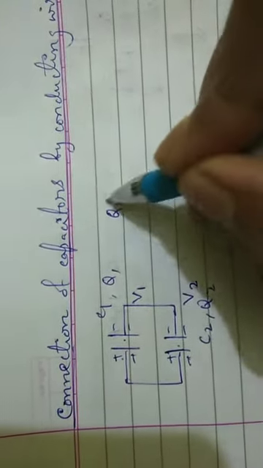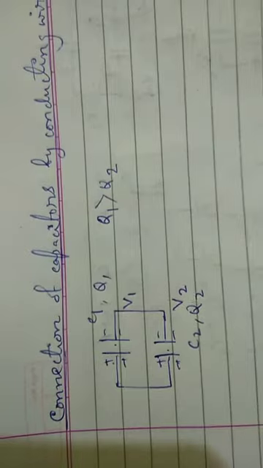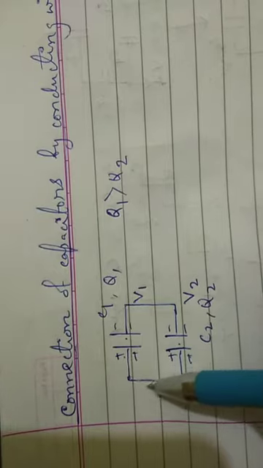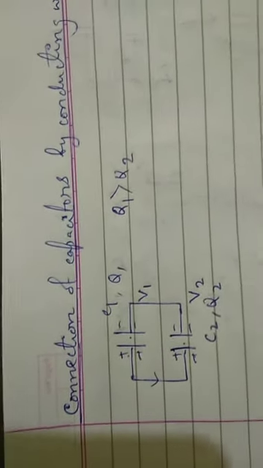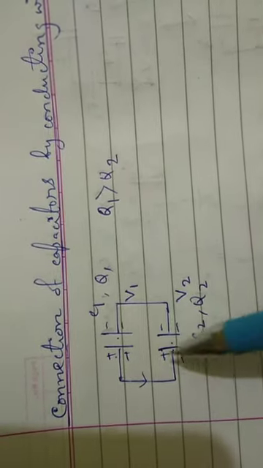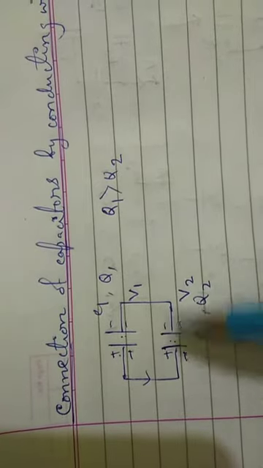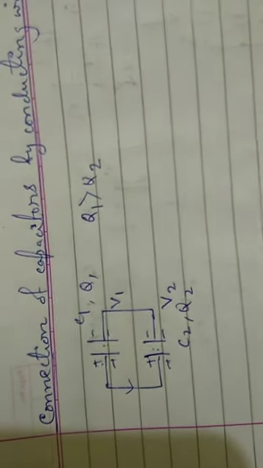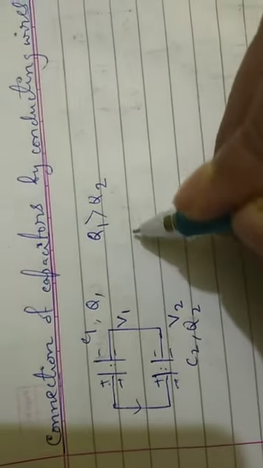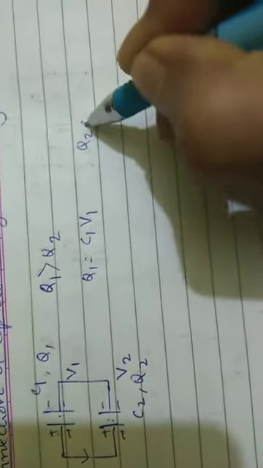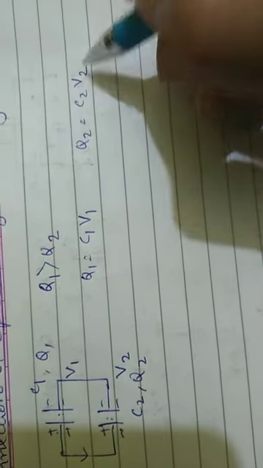Now assume that the charge on C1 is more than on C2. So charge will flow from this direction to this direction, and after a certain time, when both the capacitors have the same potential, the charge flow will stop. So before they are connected, we can write Q1 equals C1 V1 for the first capacitor and Q2 equals C2 V2 for the second capacitor.